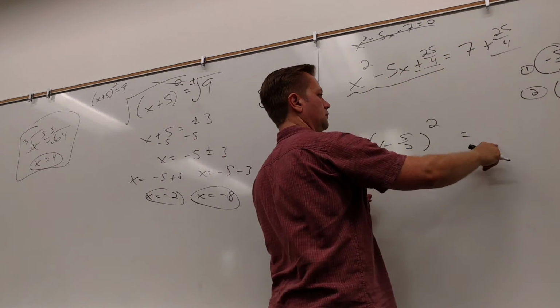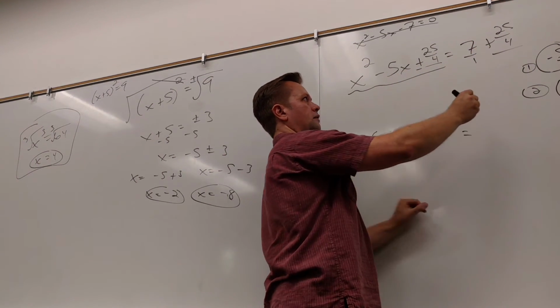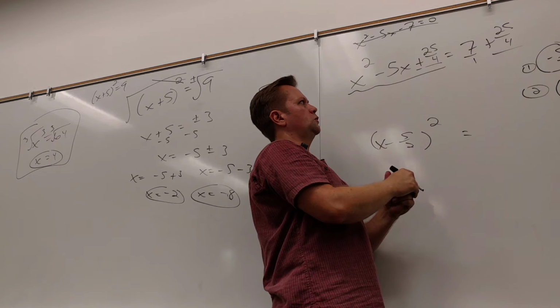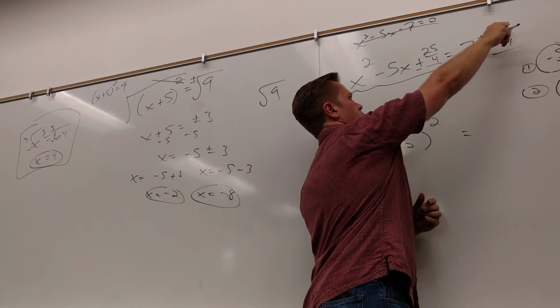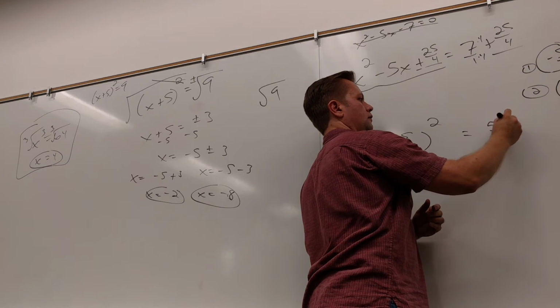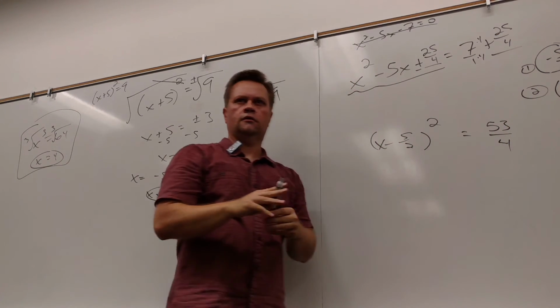What's on the other side? 7 plus 25 over 4. We can do better than that. 28 over 4, yeah, 7 times 4 is 28, plus 25 is 53 over 4. Stay with me now.